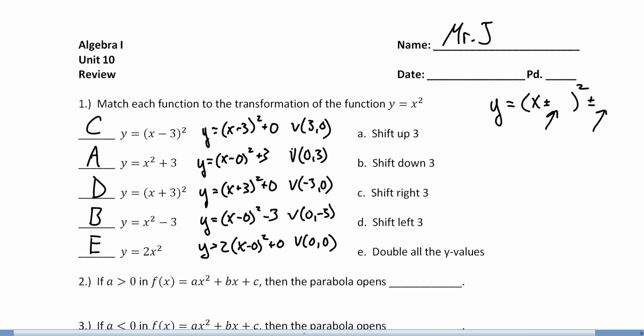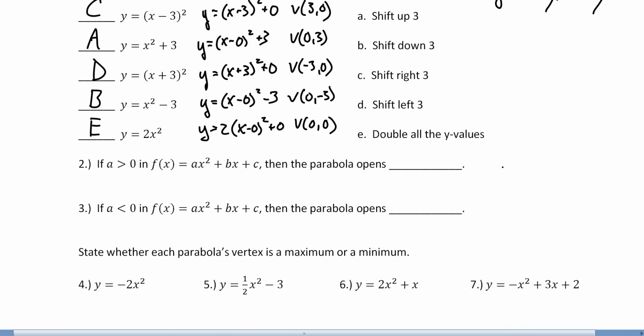Really, that shows us these shifts, and the reason vertex form works the way it does is because we're moving this thing up, down, left, or right. Now just look at the vertex compared to the original. The original had a vertex of 0, 0. So based on the vertex, it should be obvious that the first one is moved to the right 3 units. The next one is moved up 3 units. The next one is moved to the left 3 units. And the fourth one is moved down 3 units. The last one hasn't changed, but we just need to understand what the a value does to this thing. So that's a real quick look at these and what they mean.